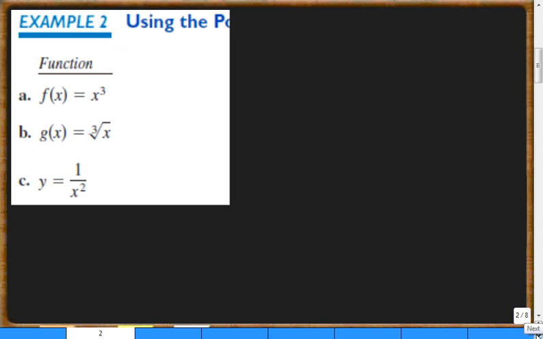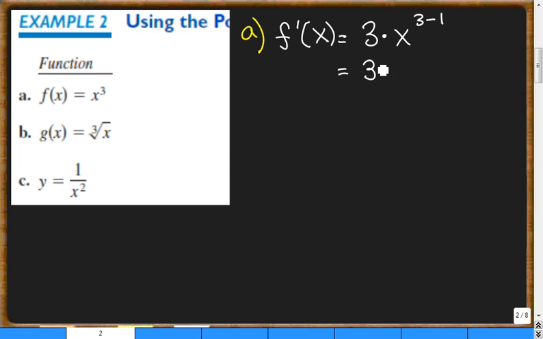Now there's the power rule, and the power rule is pretty simple. Basically, it says that you take your exponent, multiply it down, and you take 1 away from your exponent. Well, for A, you had f prime of x is going to be 3 times x to the 3 minus 1, which is going to be 3x squared. So it's that simple.